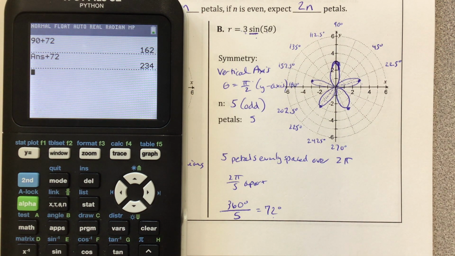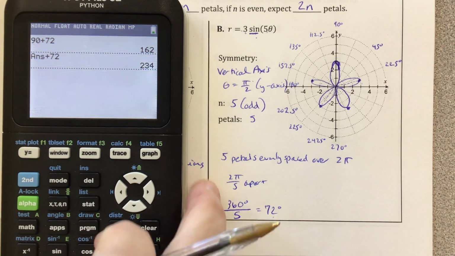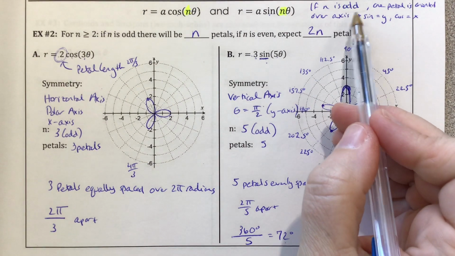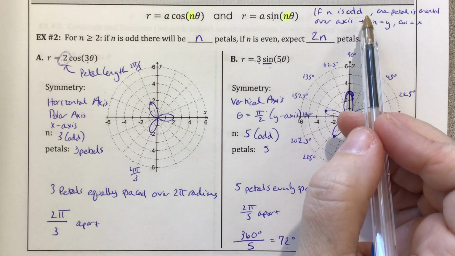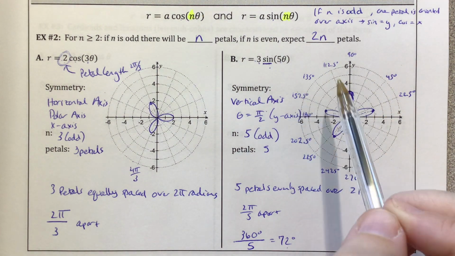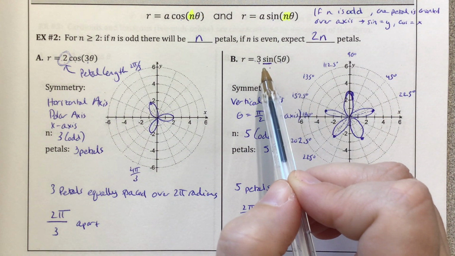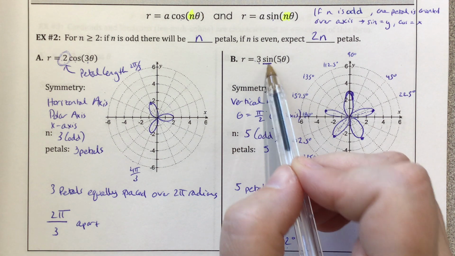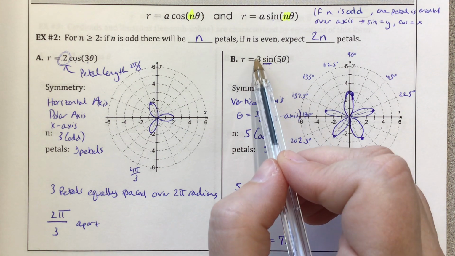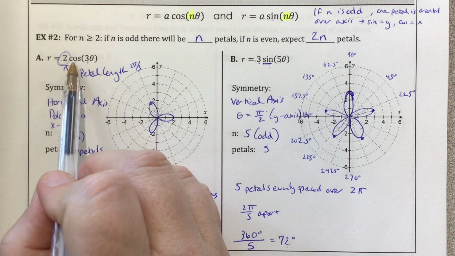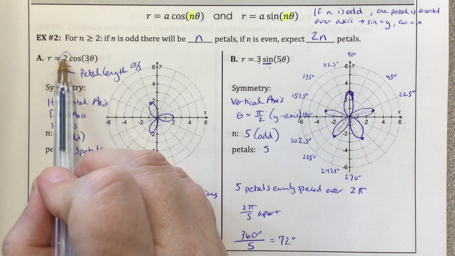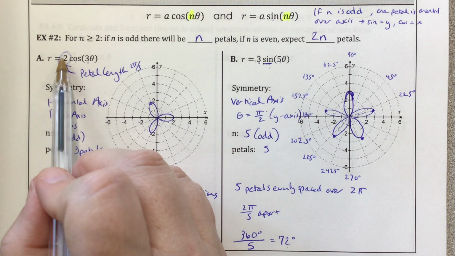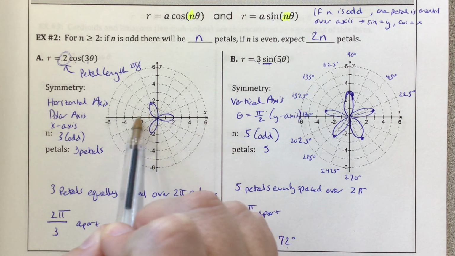Looking good. All right, so we said here, if n is odd, then I can put the first petal right over the axis that corresponds to that trig function. Sine, put the first petal right over the y-axis, positive side here. Cosine, put the first petal over the x-axis, positive because A was positive. If that had been negative, then I would have started the first petal over here.